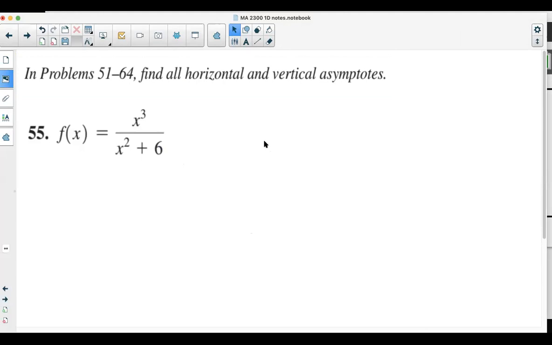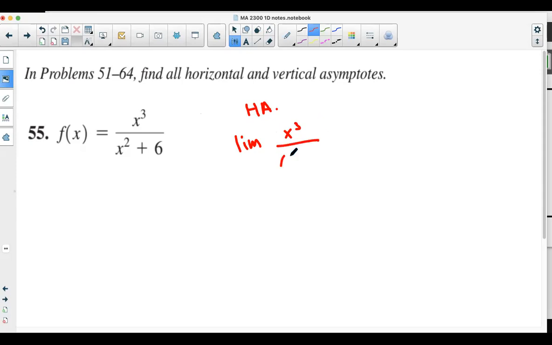So how do I know if there's an asymptote? Let me look at this one first. To find the horizontal asymptote, how do you find it? I need to test for two things. The limit of the function x cubed over x squared plus 6 as x approaches positive infinity.